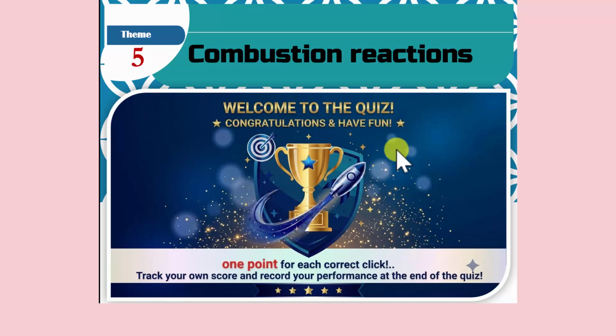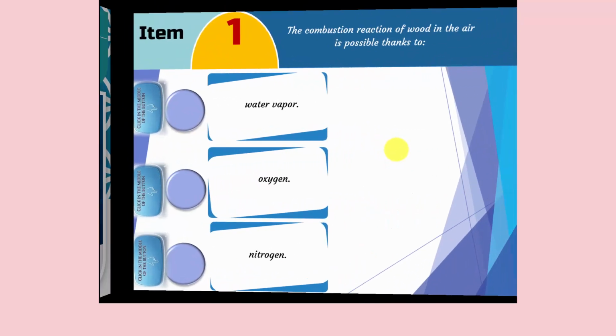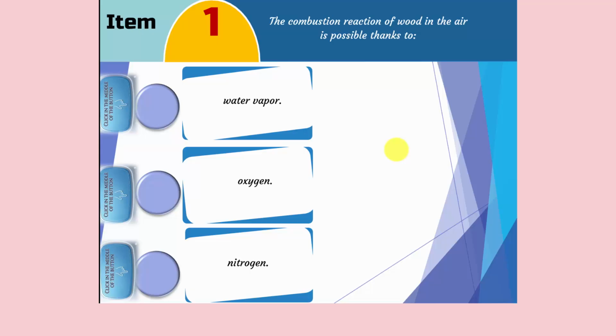The combustion of wood in air is possible thanks to oxygen, or dioxygen, which acts as the essential oxidizer in the fire triangle. Without it, combustion cannot continue.